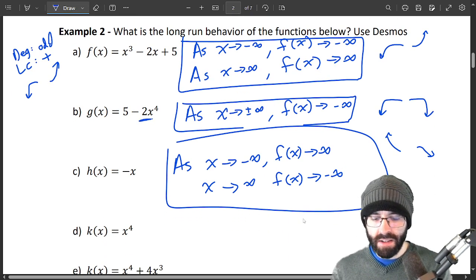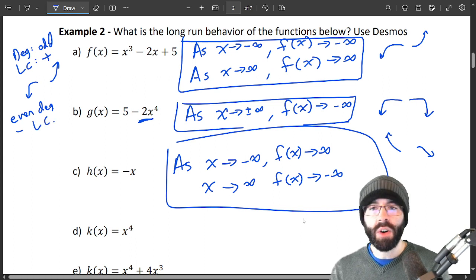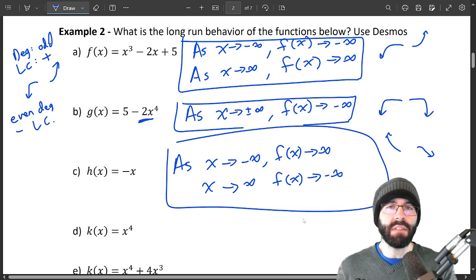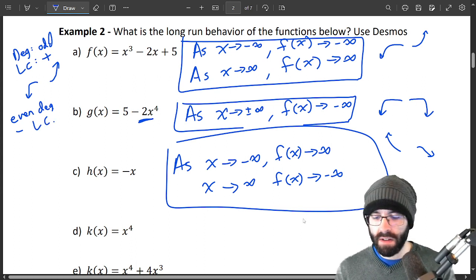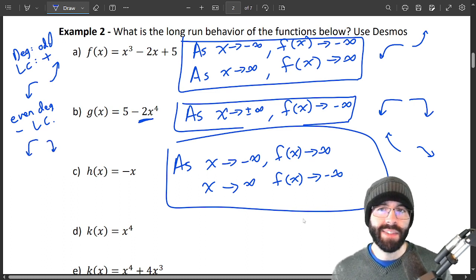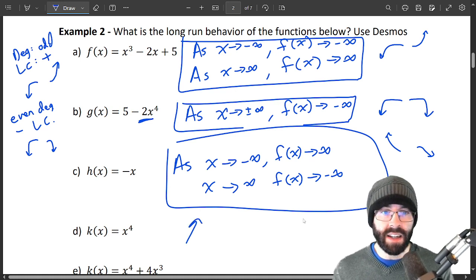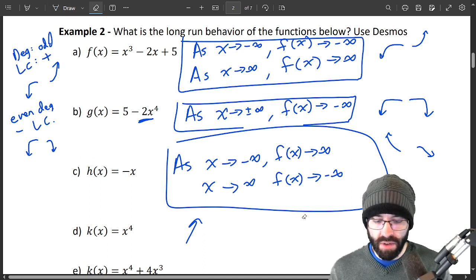The next one in B, this is our leading term. It's going to be an even degree. And it's going to be a negative leading coefficient. So it should behave like negative x squared. Should go down to the left and down to the right. And that's exactly what we got. And again, to clarify, this boxed answer is the long run behavior. The pictures are just helpful to get us there.